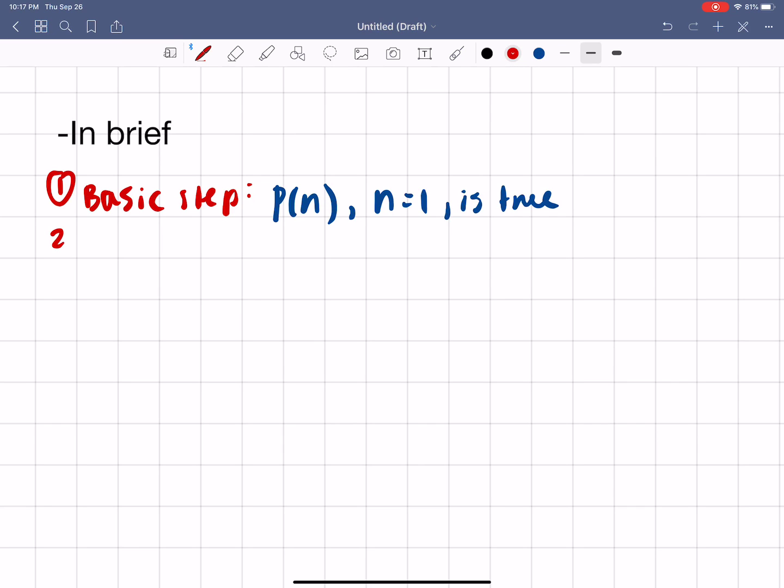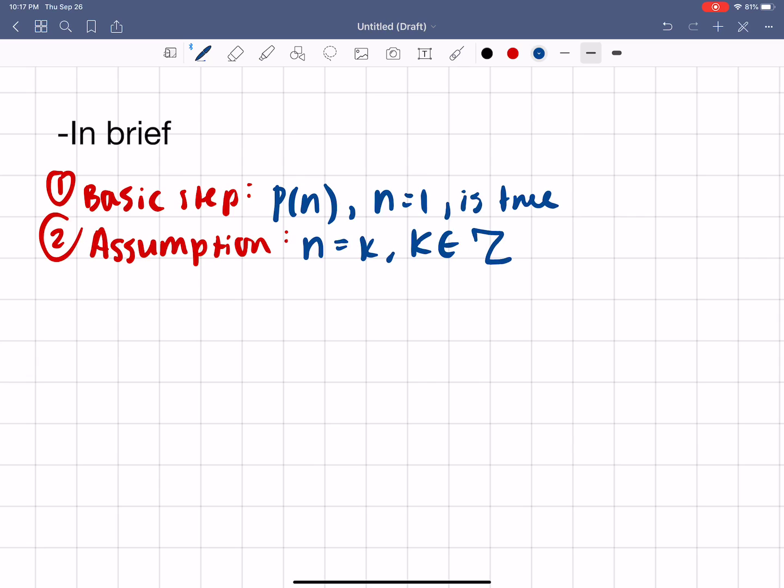Your second step is what we call your assumption, and your assumption is that n equals k, where k belongs to the set of all positive integers. And then our third step is the induction step. In other words, we're showing that when we assume that n equals k, essentially n equals k plus 1 also holds true.